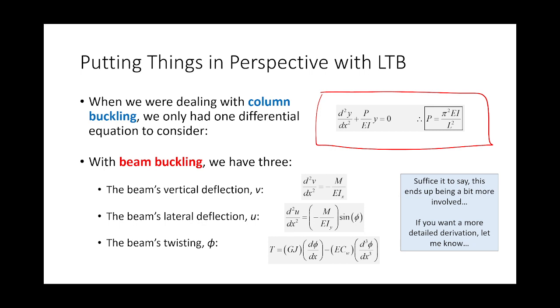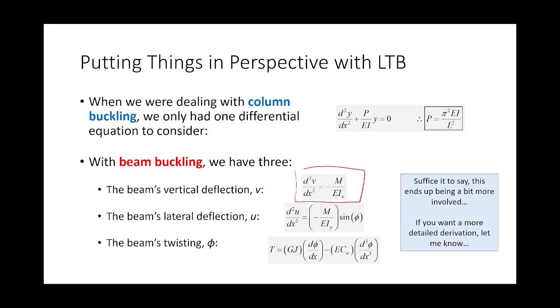Y'all remember that? Well, with beam buckling, we have three differential equations we have to consider. We have first off, just the general deflection of the beam. The beam is deflecting, so we are applying load, and it is deflecting vertically. And so that's this differential equation. I've got to believe that this is familiar. I mean, we've used this before, right?